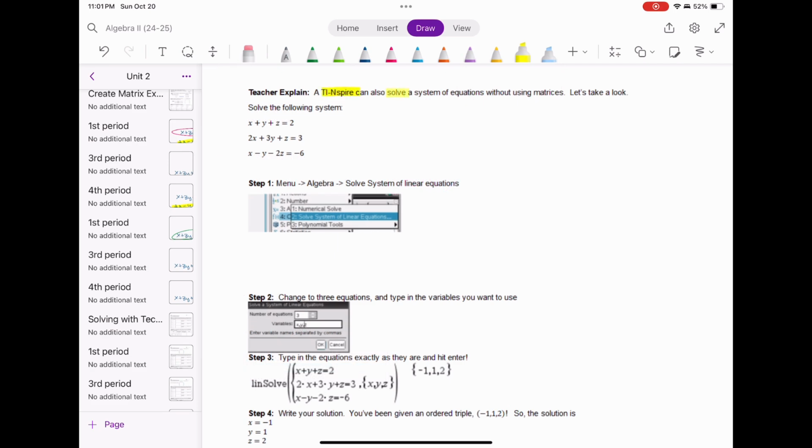Okay, so another way that you can use your TI calculator is if they give you the equations, you can use linear solve in your TI so that it could solve the equations for you. Now, this is a better option. I prefer to use linear solve. If you have a TI and they give you equations, always go for linear solve.